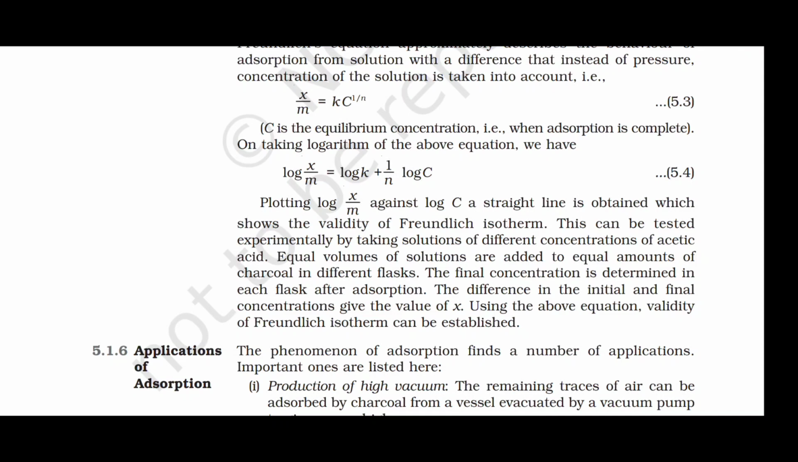Equal volumes of solutions are added to equal amounts of charcoal in different flasks. The final concentration is determined in each flask after adsorption. The difference in the initial and final concentration gives the value of x. Using the above equation, the validity of the Freundlich isotherm can be established.